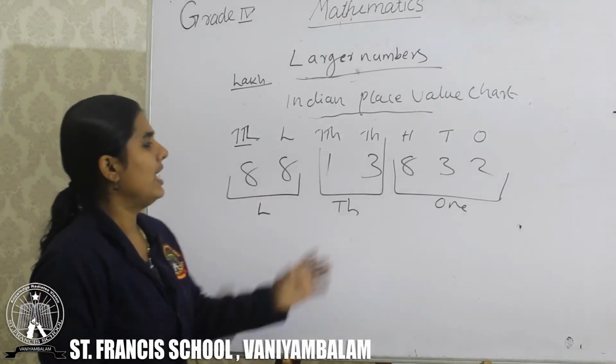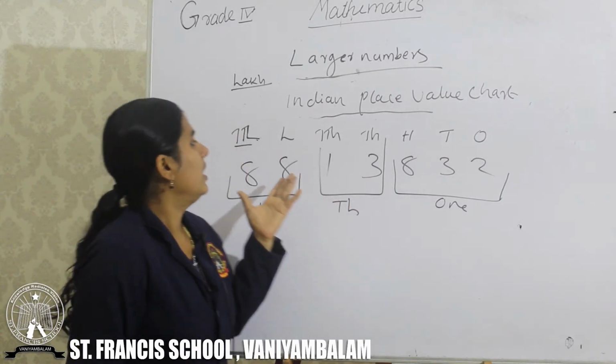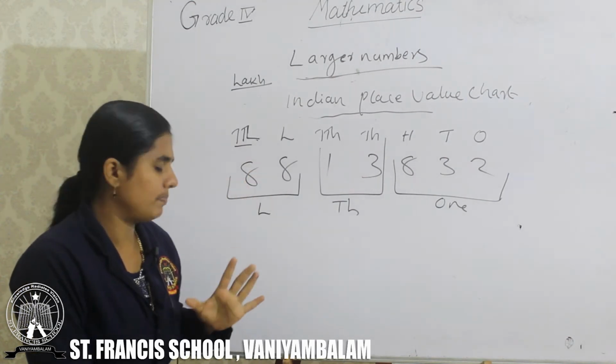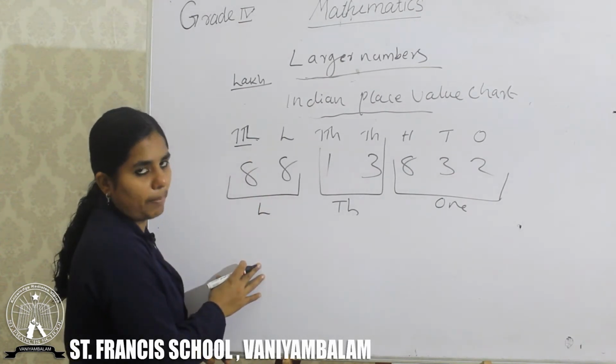That means family. In the thousands family we have the places thousands and ten thousands. In the lakhs family we have the places lakh and ten lakh. Then we can see how to read this number name.